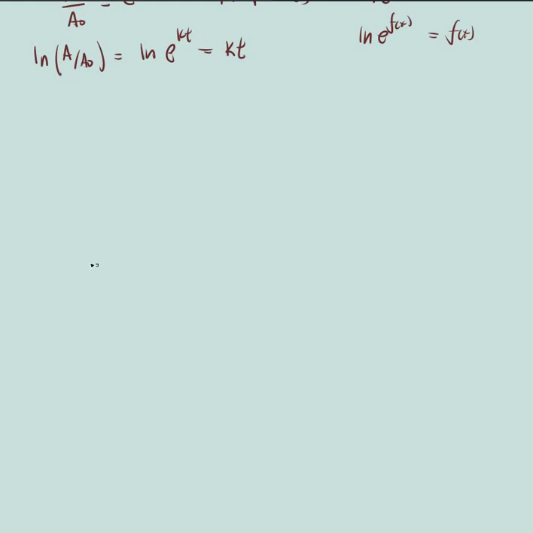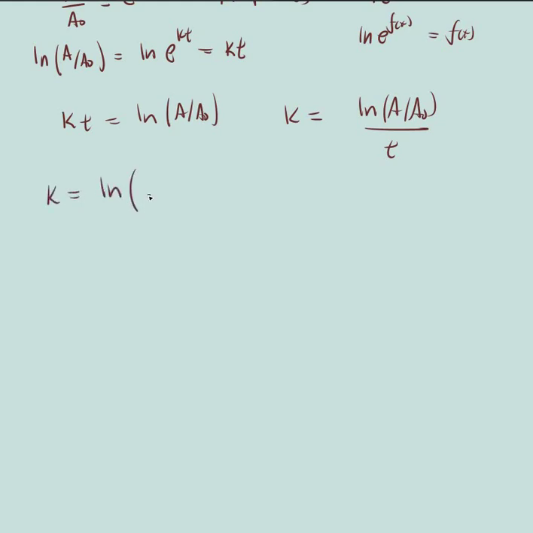Now what we're going to do is, let's put it this way, kt is equal to natural log of a divided by a naught. And since we're solving for k, then k is equal to natural log of a divided by a naught, divided by t.